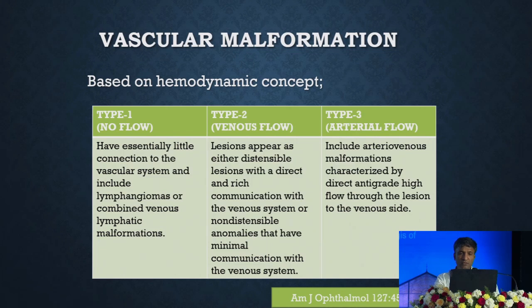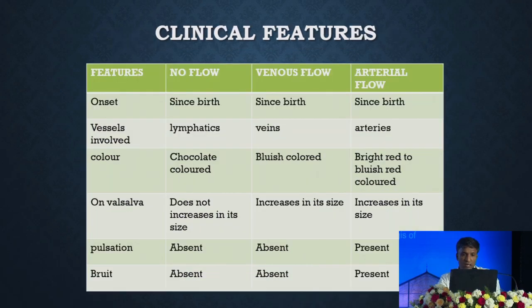And especially for a vascular lesion, you should know how to differentiate whether it is a type 1, type 2, or a type 3. Type 1 is also known as a no flow, type 2 is also known as a low flow, and type 3 is known as a high flow vascular lesion. And you should know how to differentiate based on the presentation.